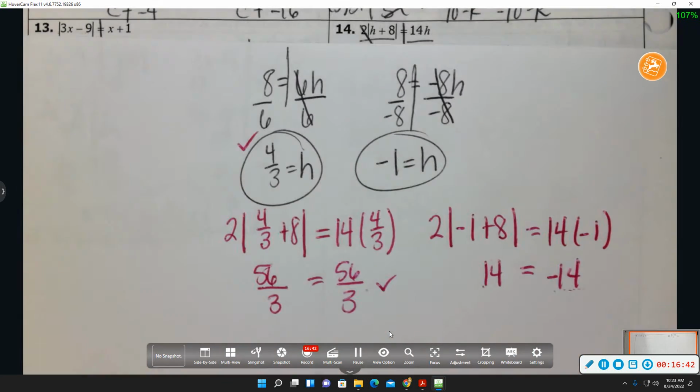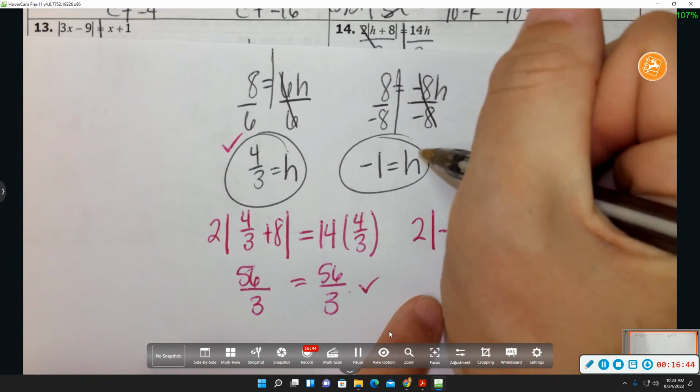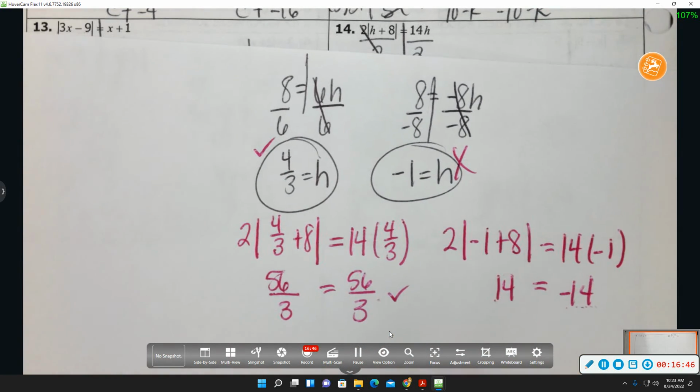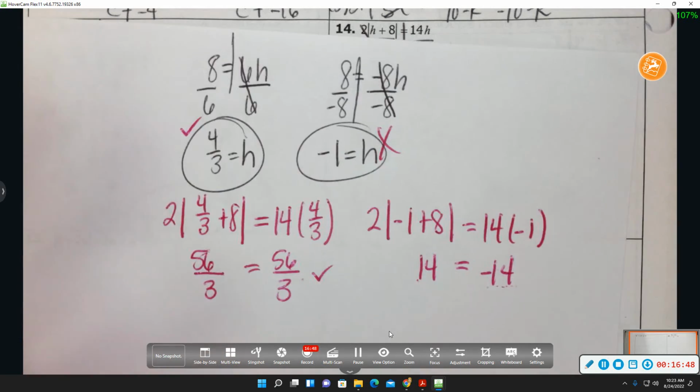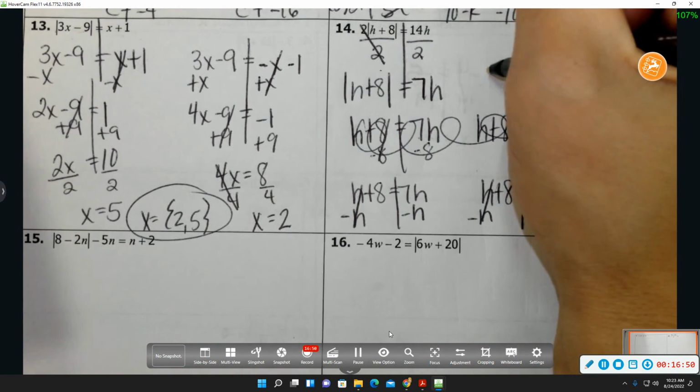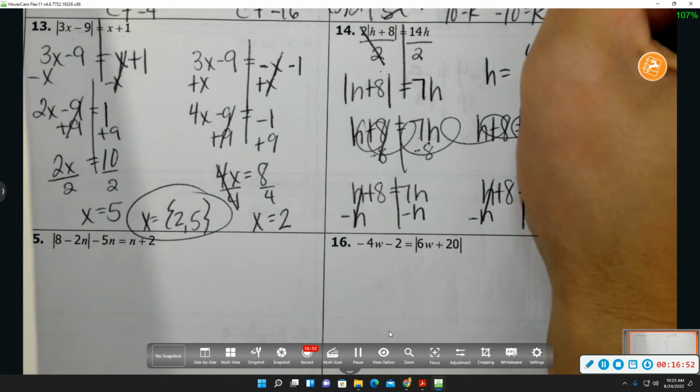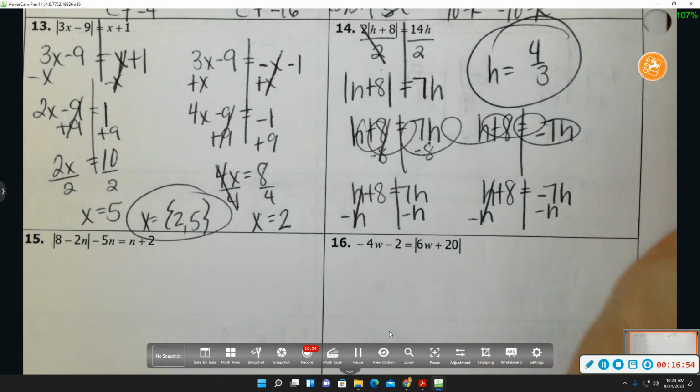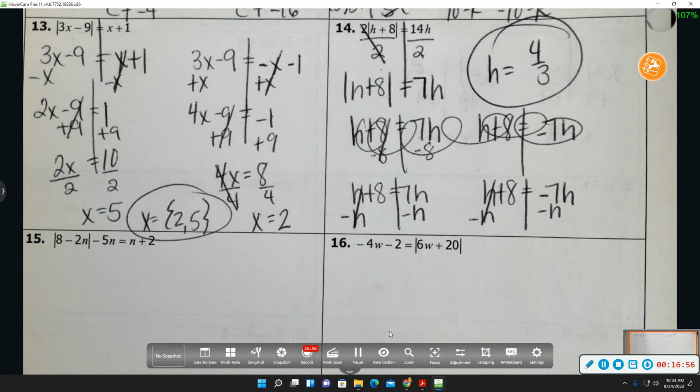So that's the extraneous solutions that I was talking about yesterday. So this one does not work. So for your answer on this one, you would just have h equals 4/3. Okay?